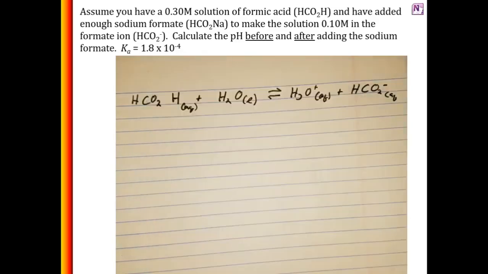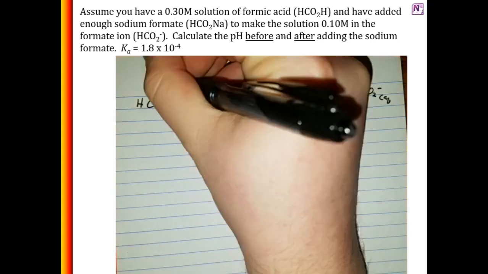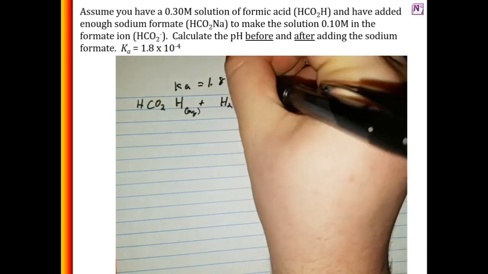I'm going to zoom out a little bit so you can see better. Okay, hopefully that's a little bit easier to see. The first thing we want to do is set up our ICE table. The first part of the question is saying if you have a 0.3 molar solution of formic acid, they want us to calculate the pH for that. They gave us a Ka equal to 1.8 times 10 to the minus 4. That's our Ka.